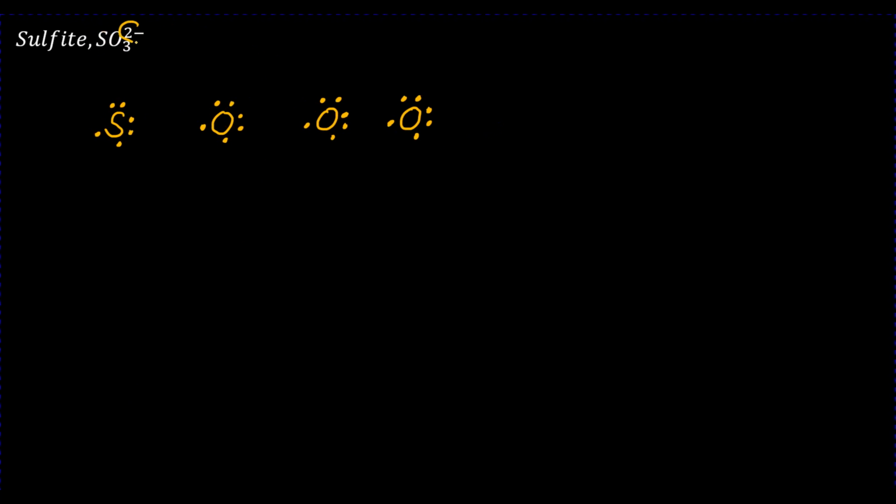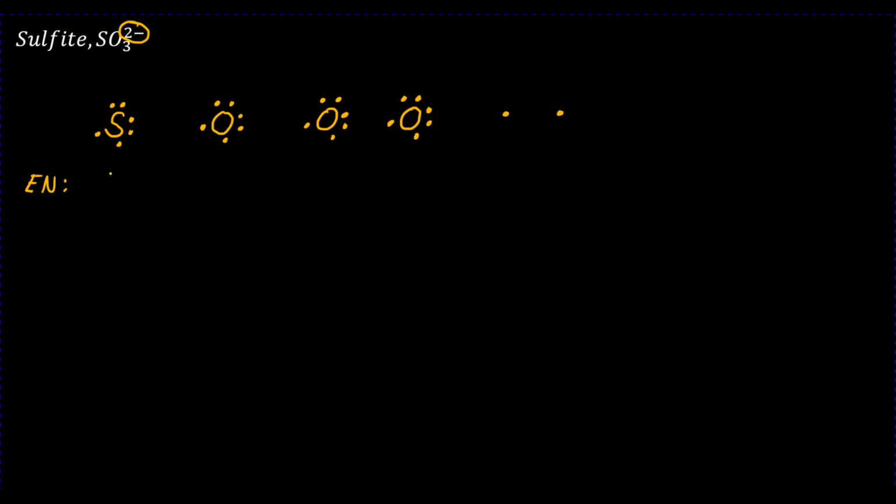Here, SO3 2 minus. The 2 minus indicates that it has 2 extra electrons, contributing to the negative charge of this polyatomic anion. Now, these extra electrons will be attached to a particular atom in sulfite. To determine which element the extra electrons will be attached to, we need another piece of information, and we can see that on the periodic table. It is called electronegativity.